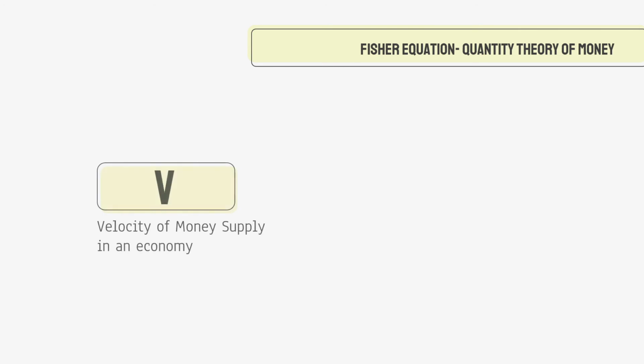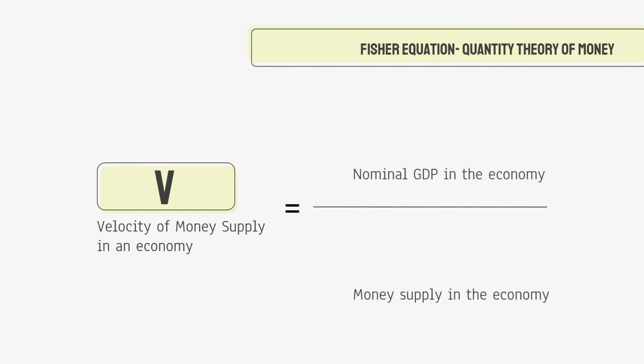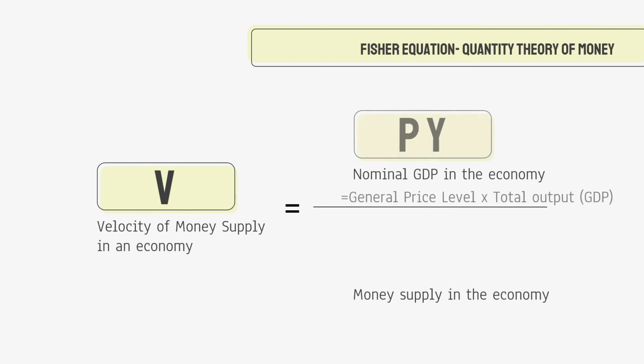The quantity theory of money defines velocity of money supply, denoted by V, as the ratio of nominal GDP of an economy to the money supply in that economy. Nominal GDP is nothing but the product of the general price level of an economy, P, and the total output of an economy, Y. The definition of GDP isn't that simple, but in our discussion, this suffices. And the money supply M is, well, the total money supplied in an economy. This is the essence of the celebrated quantity theory of money.